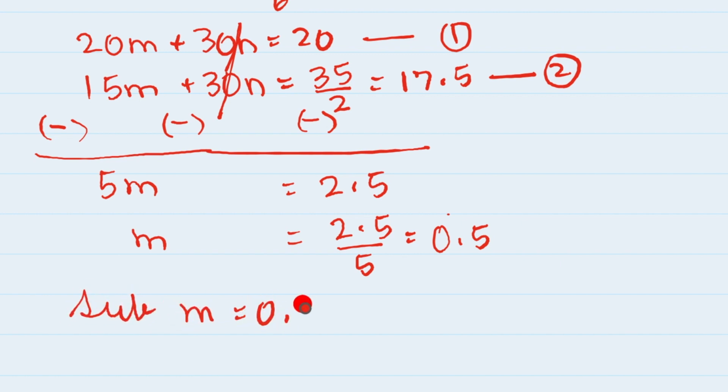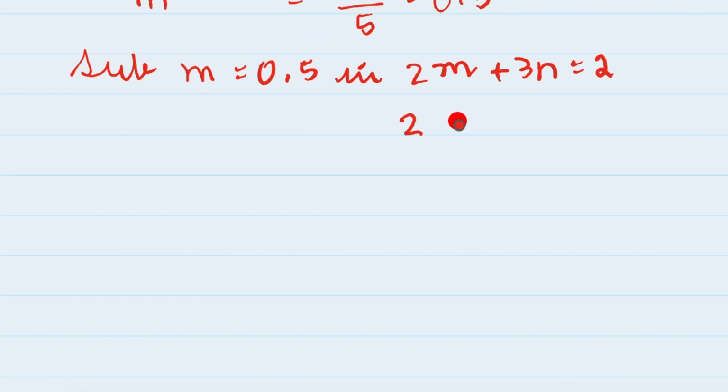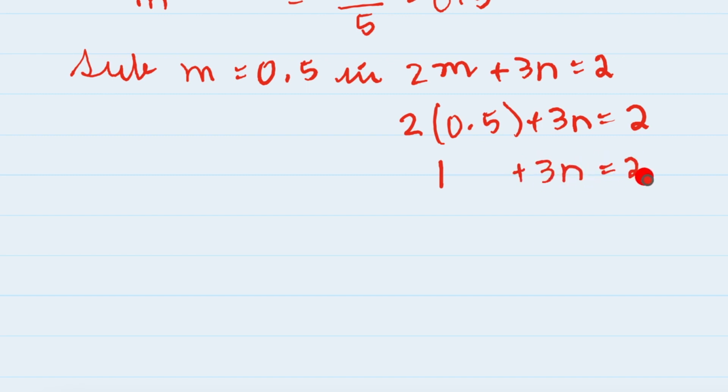Okay, now let us substitute m equal to 0.5 in our first equation, 2m plus 3n equal to 2. So 2 into 0.5 plus 3n equal to 2. So we'll have 1 plus 3n equal to 2. Therefore 3n is equal to 2 minus 1. Therefore n is equal to 1 upon 3.